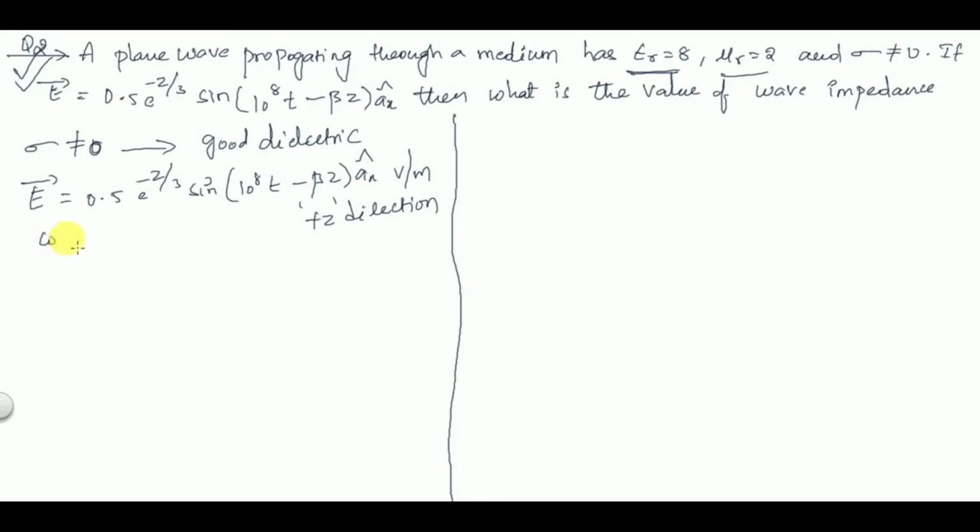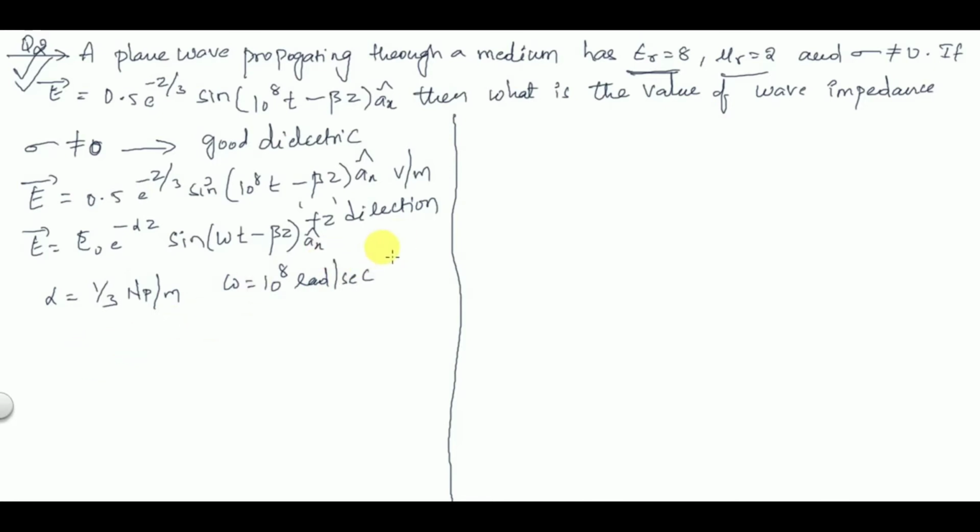Okay, so I'll write the general form first. E bar is equal to E naught into e power minus alpha z, sine or cos, no problem, sine of omega t minus beta z ax cap. Comparing these two, alpha is equal to 1 by 3 Neper per meter, and omega is equal to 10 to the power of 8 radians per second.